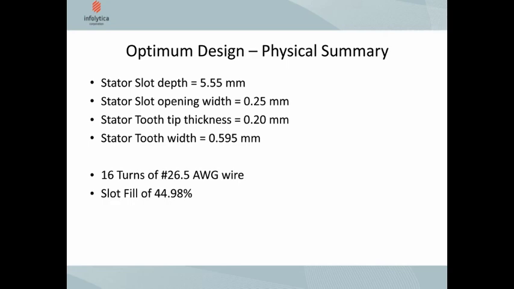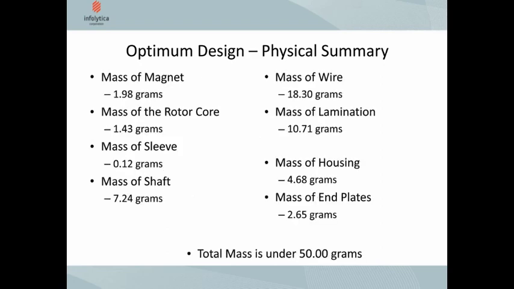Now further, what does this mean from the standpoint of the physicality of the machine? Well, I'm showing here the masses, and the total mass of the machine is under 50 grams. You can see the various masses. The rotor total is about 11 grams. The stator total is about 30. My housing is just under 10, and the total is just under 50 grams.